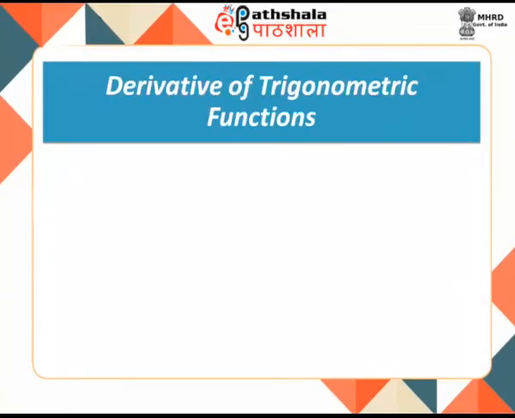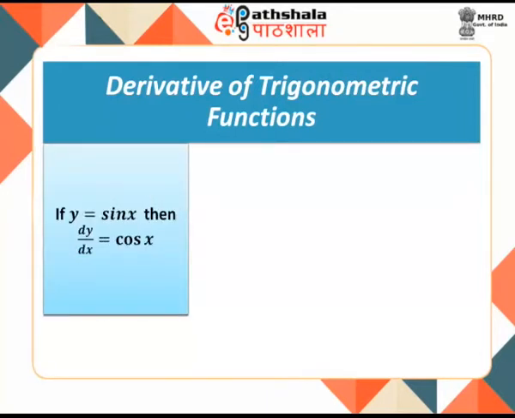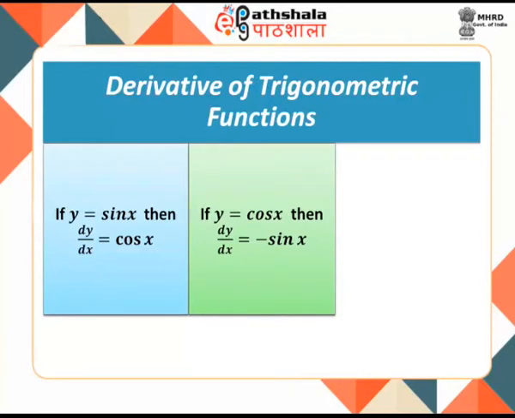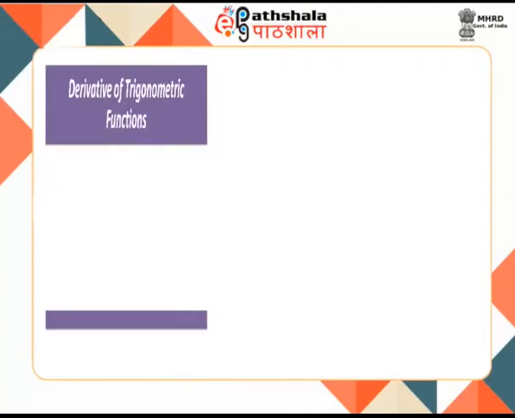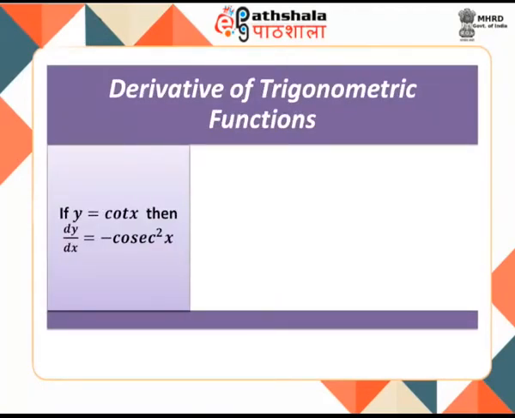Derivative of trigonometric functions. 1. If y is equal to sin x, then dy by dx is equal to cos x. Second, if y is equal to cos x, then dy by dx is equal to minus sin x. Third, if y is equal to tan x, then dy by dx is equal to secant square x. 4. If y is equal to cot x, then dy by dx is equal to minus cosecant square x.